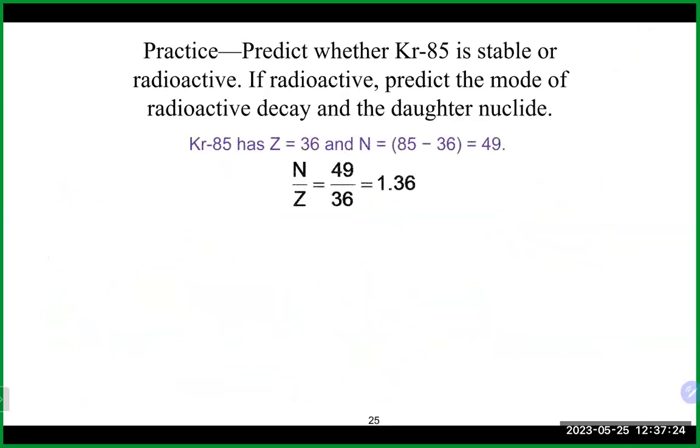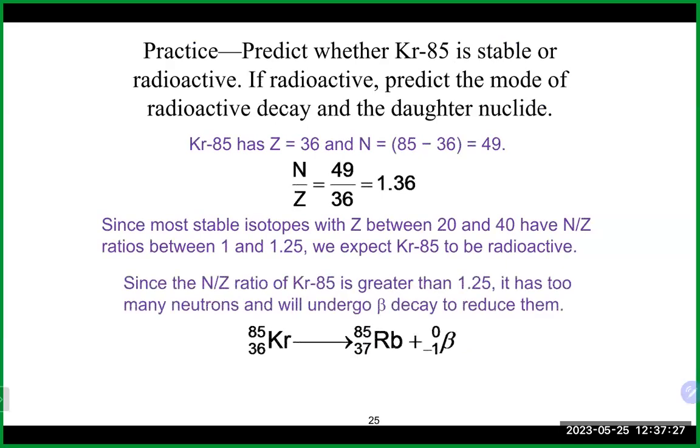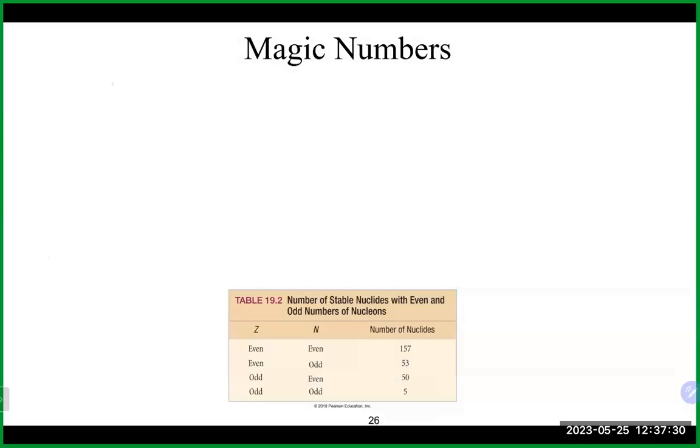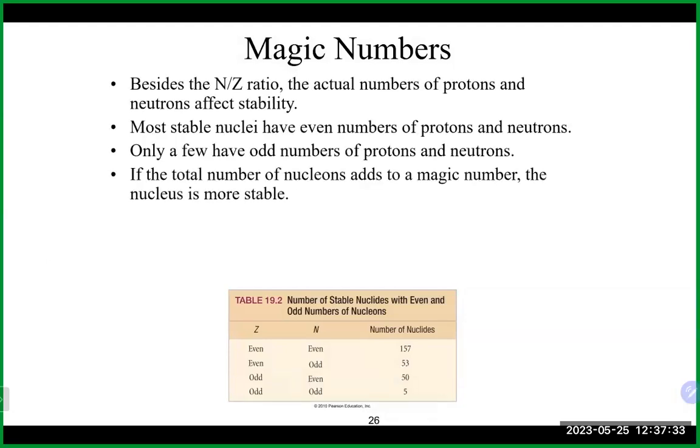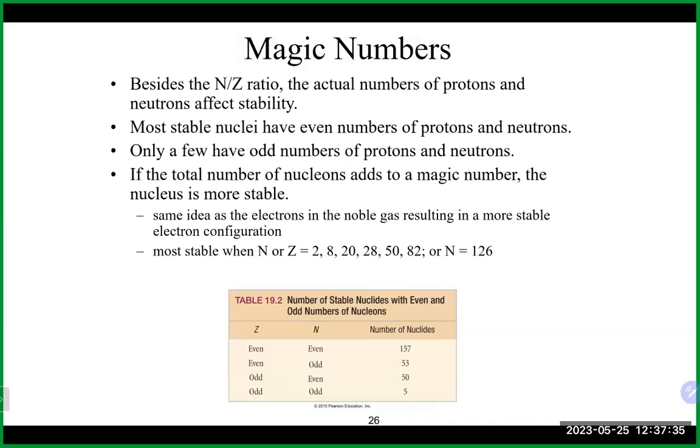So the N to Z ratio is an important thing in terms of stability. But there are actually other things that we sometimes look at in terms of stability. A lot of stable nuclei will have even numbers of protons and neutrons, and that's what this table down here shows you. The best situation for stability is an even number of both protons and neutrons. There's like 157 stable nuclei that basically have that arrangement.